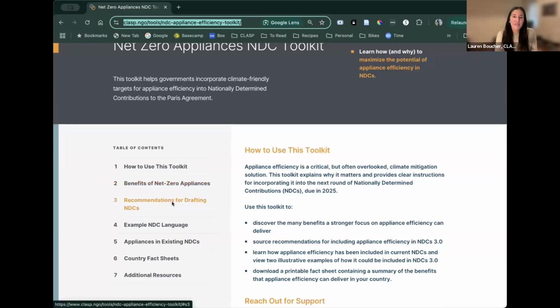We have a series of recommendations for drafting NDCs. So these are considerations that governments can take when thinking about how to integrate appliances into NDC 3.0. We have some example NDC language, some examples of appliances in existing NDCs, country fact sheets, and additional resources. So we'll take a deep dive into the recommendations, example language, and the country fact sheets today.